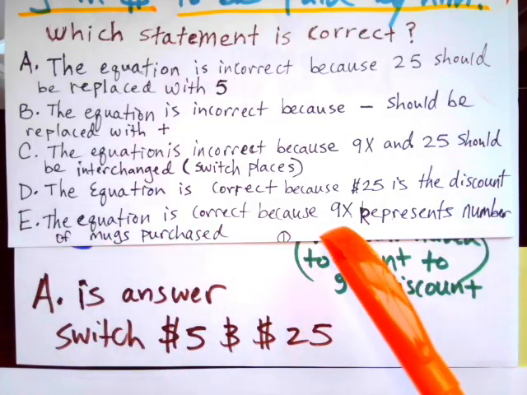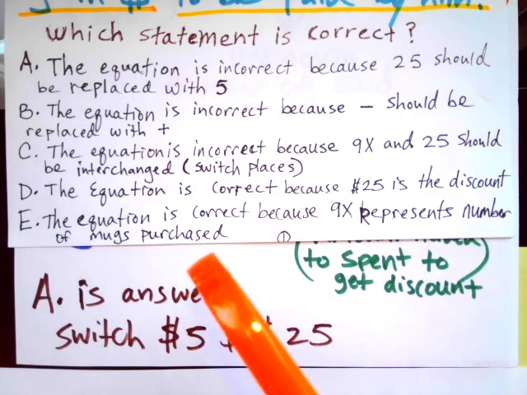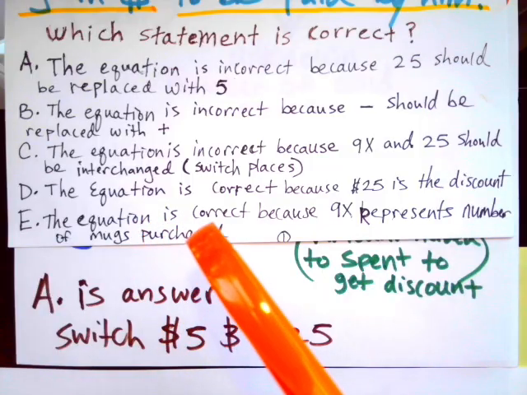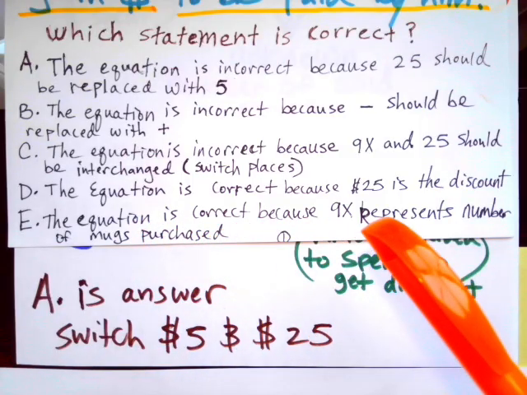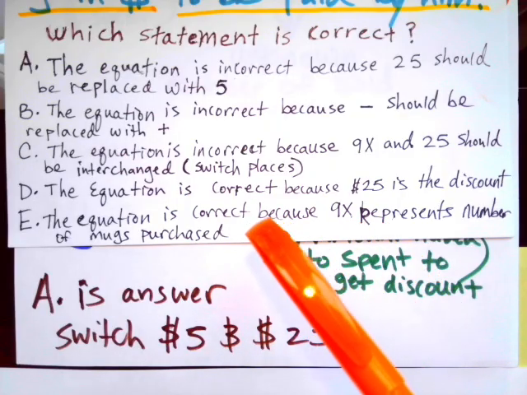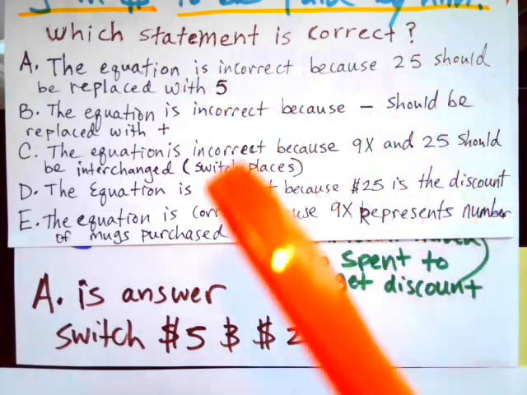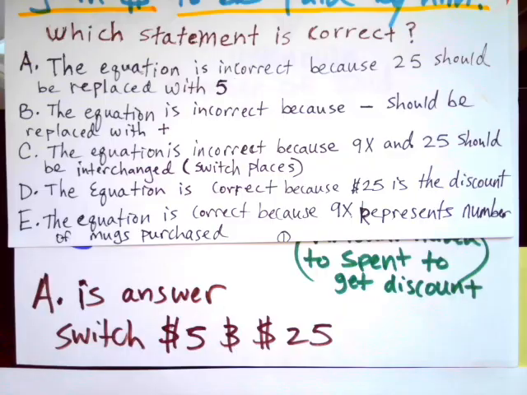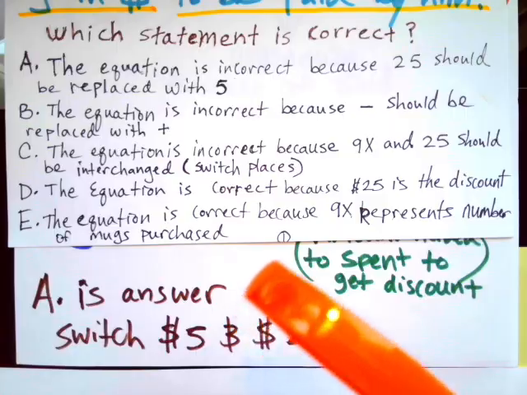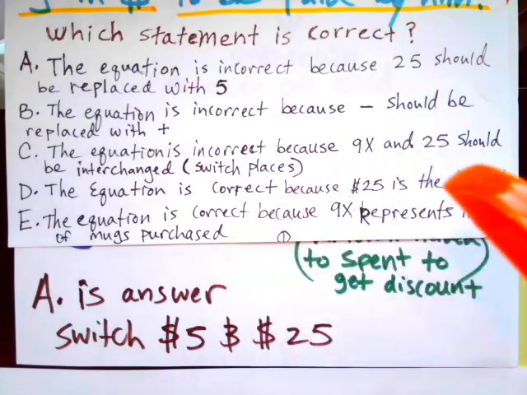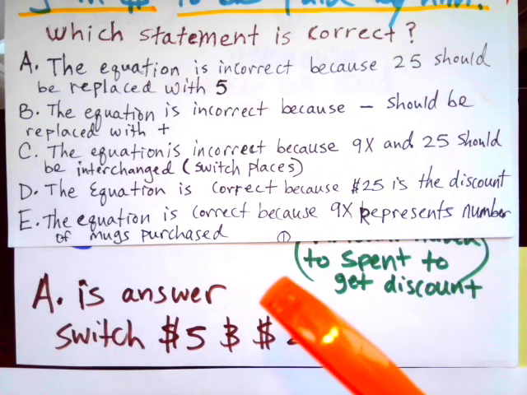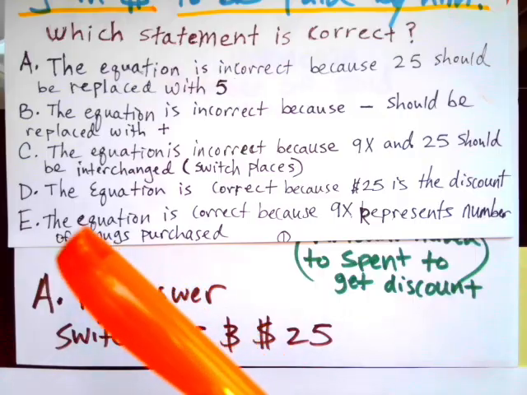E, the equation is correct because 9x represents the number of mugs purchased. If I didn't know any better, I'd have option A and option E to guess from, because 9x does represent the number of mugs purchased. It's the minus 25 that just doesn't add up in the equation. So you want to switch places. The best way to practice these word problems is to just do them over and over. The more you do, the better you're going to get at deductive and inductive reasoning, figuring out what makes sense, what doesn't, and then making the best guess option.